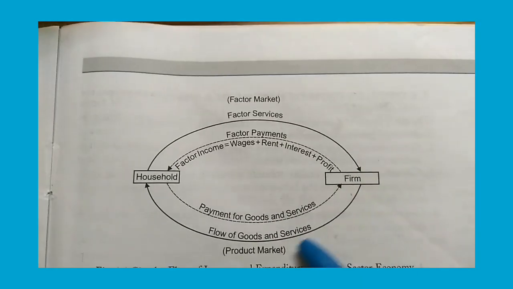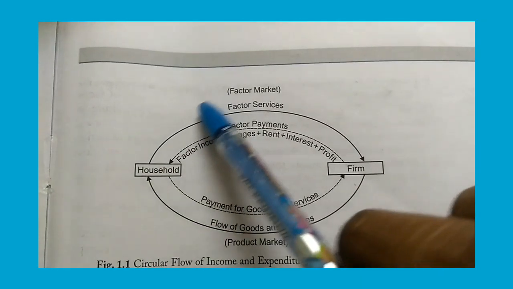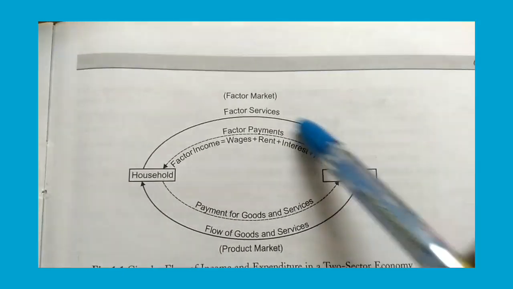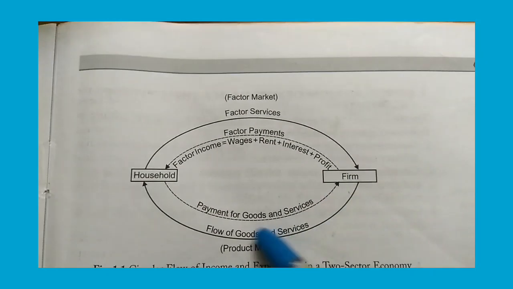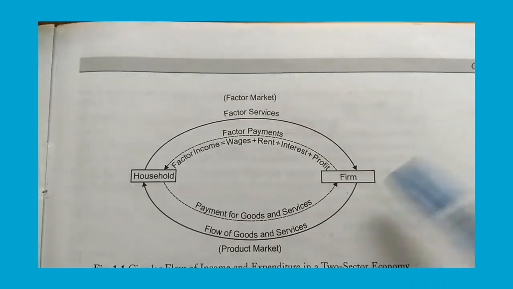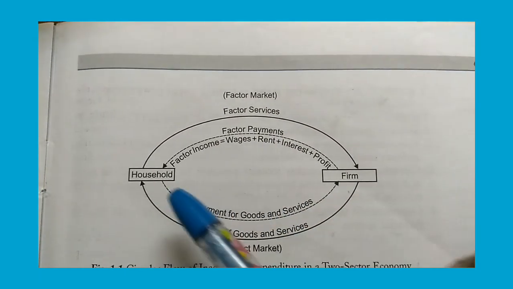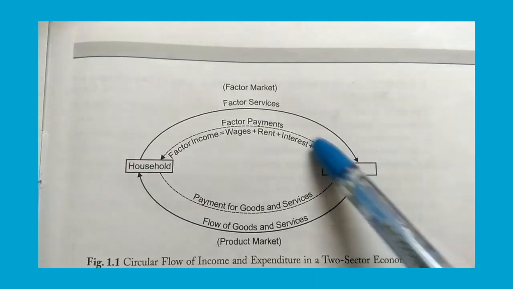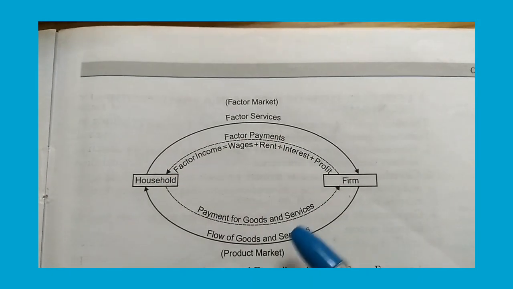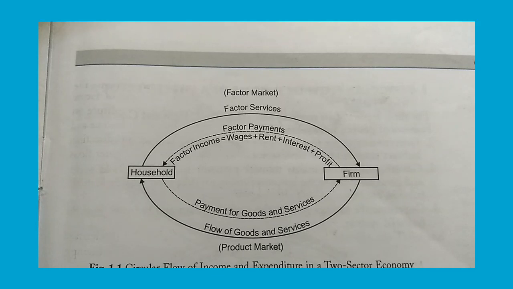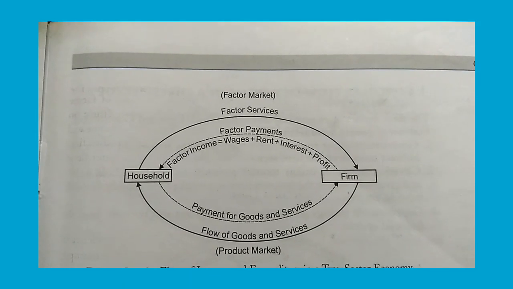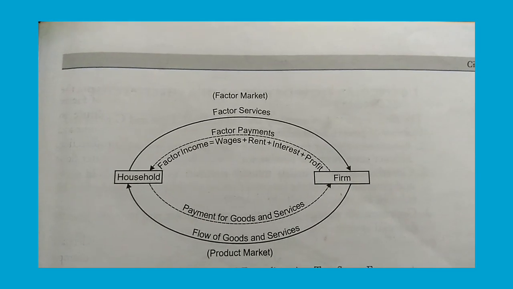So this is called the product market. This is called the factor market. So these are the product market and the factor market. The inner line shows the money flows. So the money is going here and going here. It is in the circular flow. This is the circular flow. This is our simple economy.